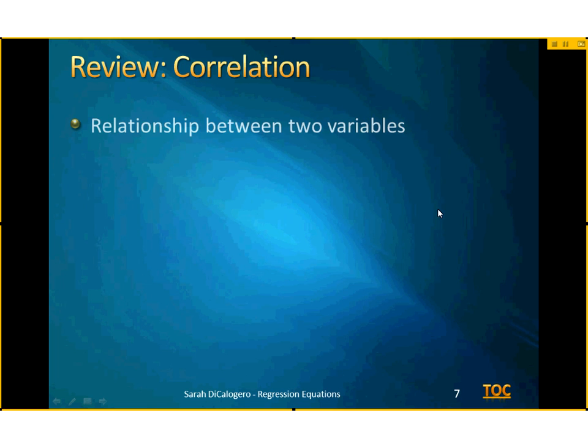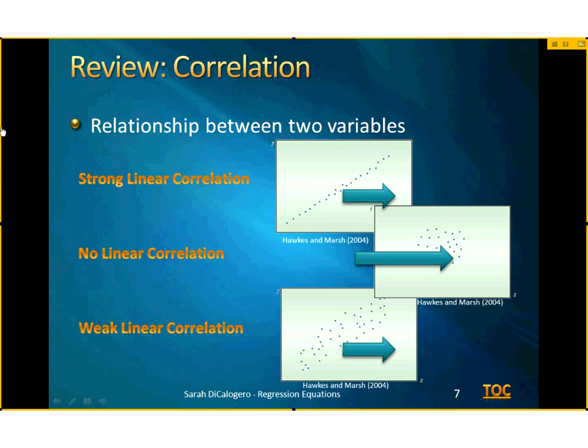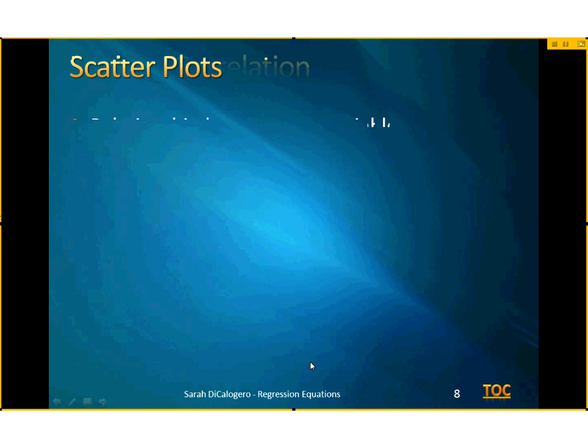Correlation tells you about the relationship between two variables. Strong linear correlation is right here. There's a very strong linear relationship between the two variables. As x gets bigger, y gets bigger. No linear correlation, it's just kind of a big jumbled mess. And here's weak linear correlation. Well, x is getting bigger, y is getting bigger, but it's not really in a nice tight line. That's weak linear correlation.